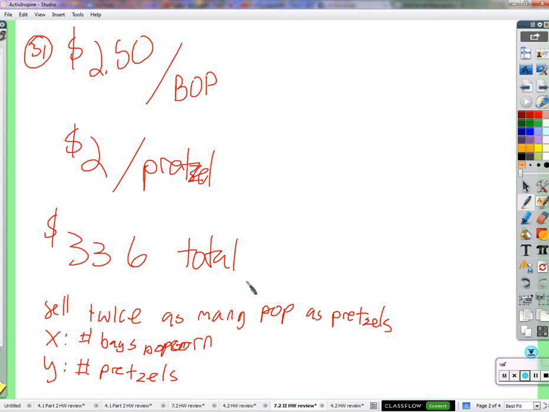We need to write two equations. We've been talking about one of the equations quite a bit here as we talk about this sentence. If I tell you the pretzels, you can find the popcorn, right? What would you do with the number of pretzels to figure out the number of bags of popcorn? Multiply by two. So two times what? Y. Yeah, y represents the pretzels. And that is the same as, it should give us what? X, the number of bags of popcorn.